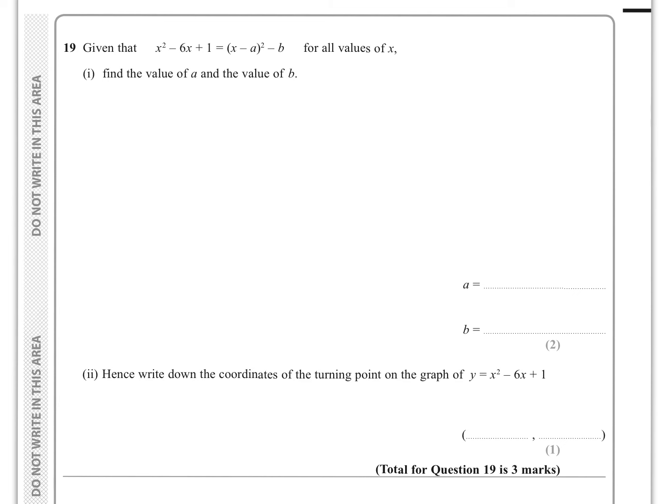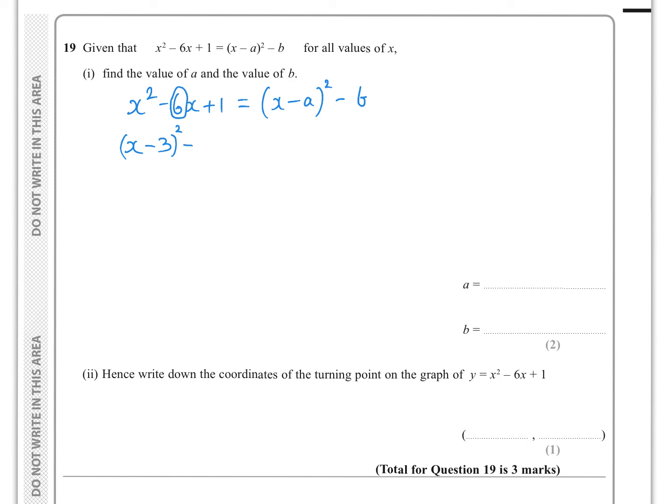Question 19. Given that x squared minus 6x plus 1 is the same as writing x minus some value of a all squared minus some value of b, then we just need to look on the left hand side. I'm going to complete the square. So there's my square completed. You always halve this value here.